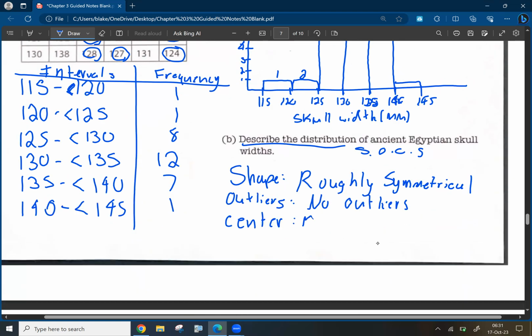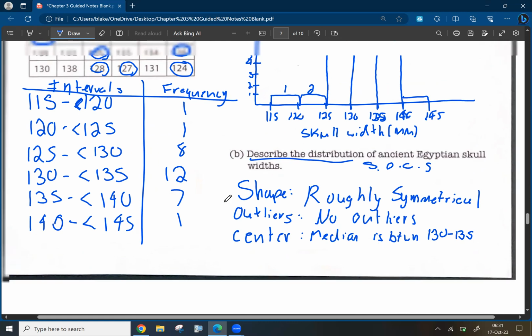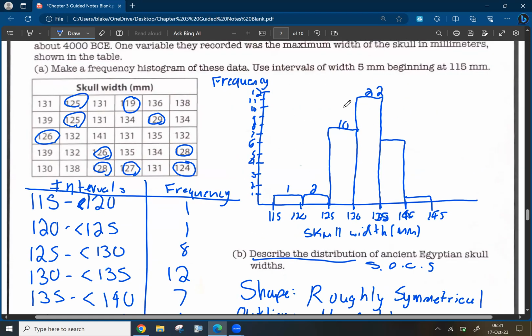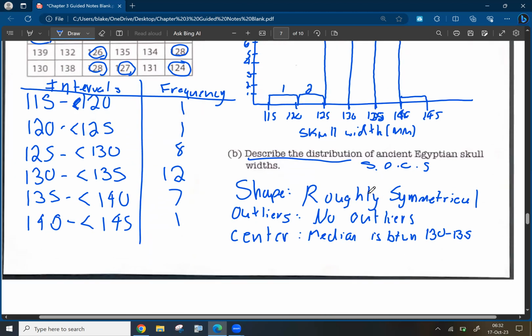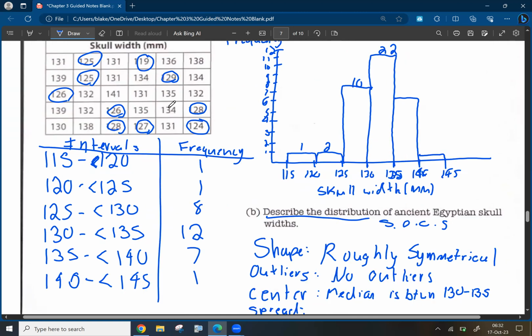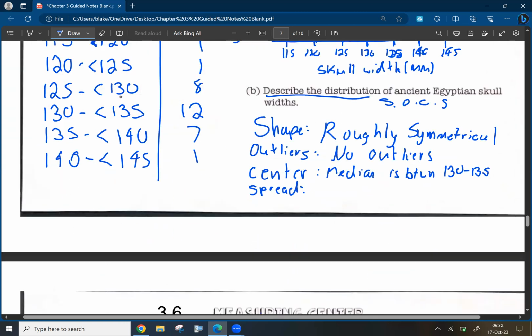So we're going to say the median is between 130 and 135. We don't know exactly which number it is. We could figure that out if we wanted to go back to these numbers, but because we're using the histogram, we're just going to reference it based on the interval in the histogram. So, cool. And then the last one is spread. Our numbers ranged from 119 as our lowest to 141, which was the highest. So 119 millimeters to 141 millimeters.